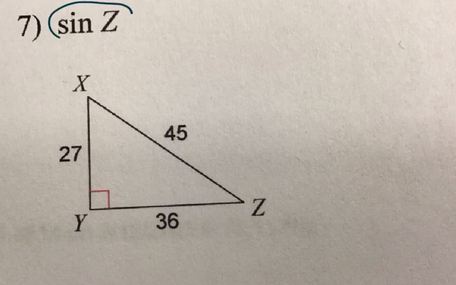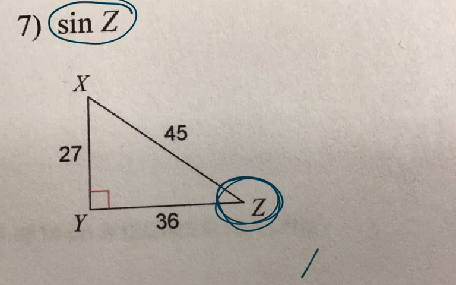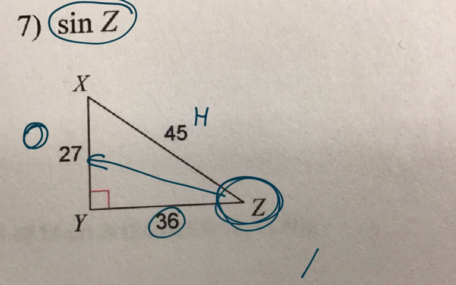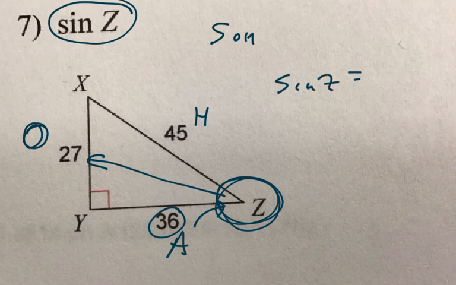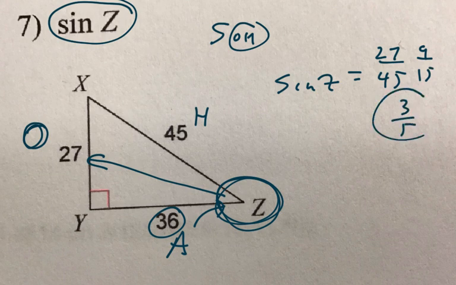Next one. This one wants the sine of Z. Here is Z. Got to find the angle first. That's always your step 1. Notice 45 is my hypotenuse, the biggest side. Notice 27 is opposite it. Notice this 36 is adjacent to it, because adjacent means next to. Now, according to SOHCAHTOA, the sine of Z has to be OH, which is the opposite over the hypotenuse. This one can be reduced. I'm going to divide by 3. Divide by 3 again. So the perfect answer is 3/5.